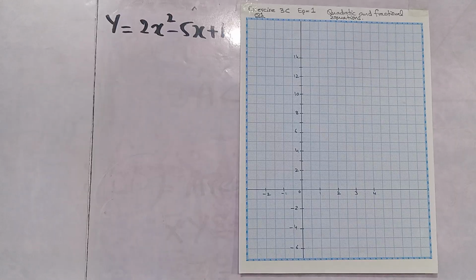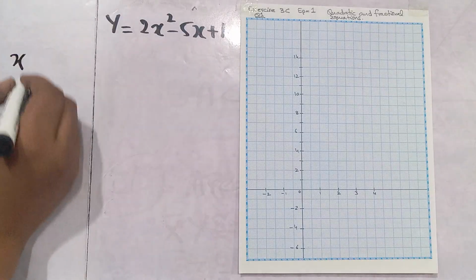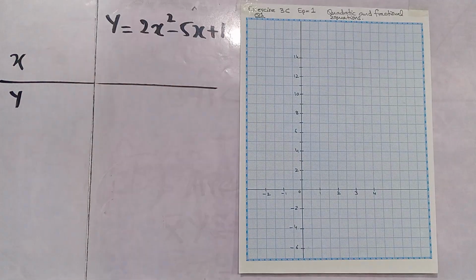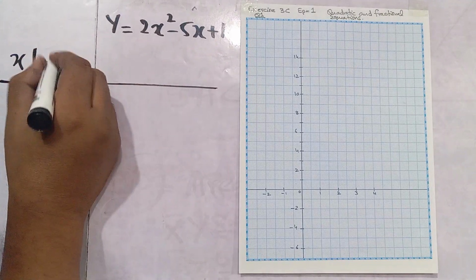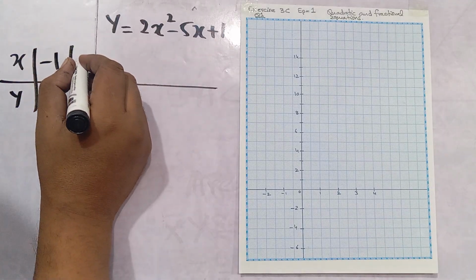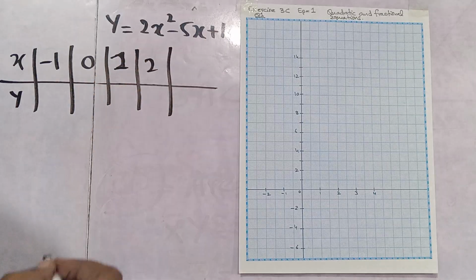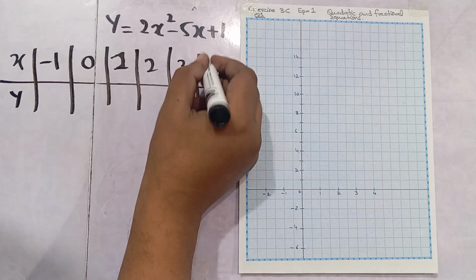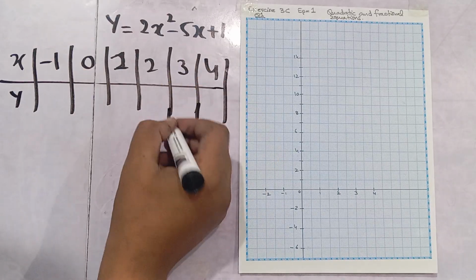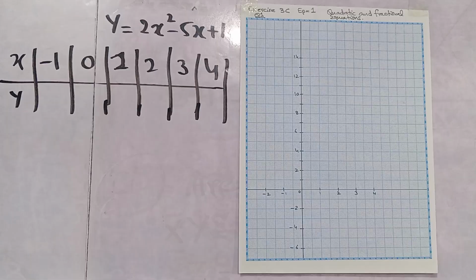The values of x are given, and the values of y are to be found. We have x as minus 1, 0, 1, 2, 3, and 4. I have to find the value of y myself. It is very simple, I will use my calculator. With the help of the calculator, we can find this.